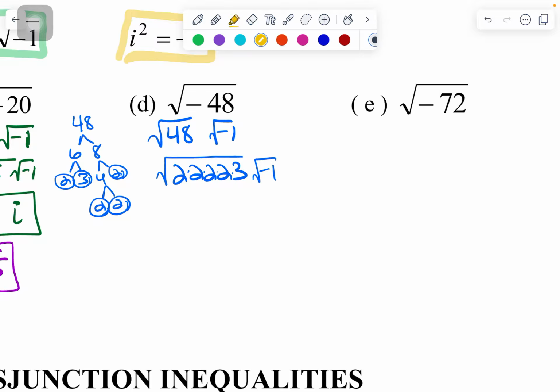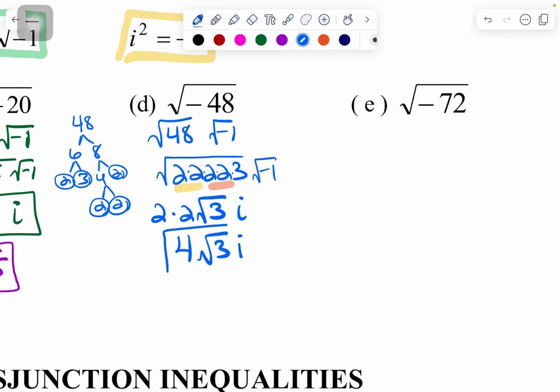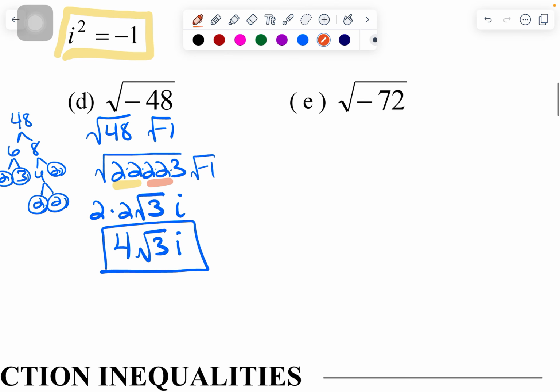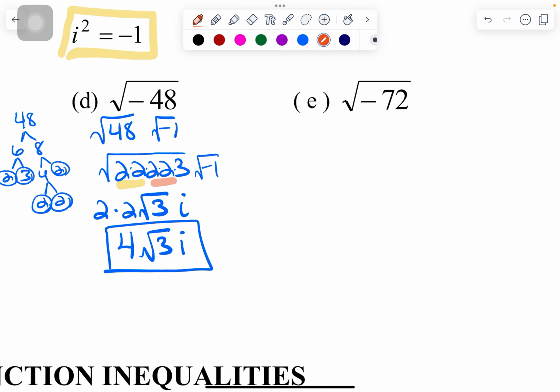So let's see what we got. We have a pair of 2's. We have another pair of 2's. From the first pair of 2's, we take out a 2. From the second pair of 2's, we take out a 2. What didn't pair up stays underneath the root. Square root of -1 is i. So 2 times 2 is 4 root 3 i. Not too bad for part D. And I think part E is going to be the last but not least part of this one. Of course, save the best for last.